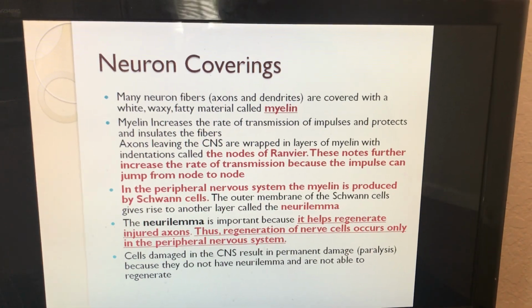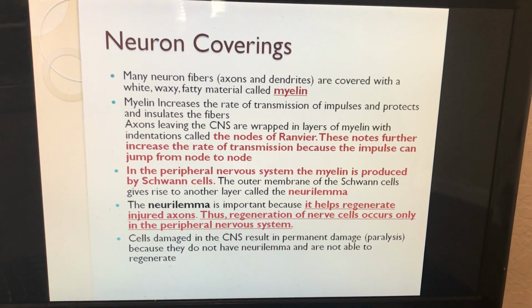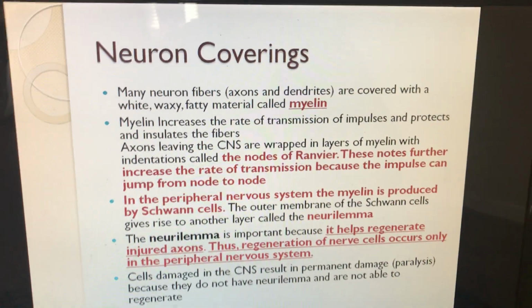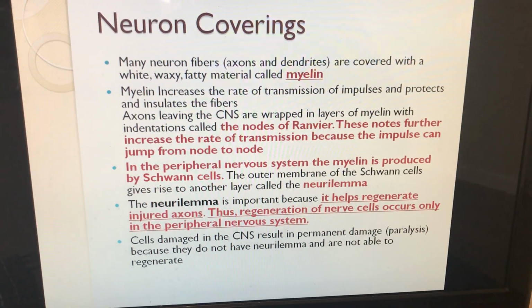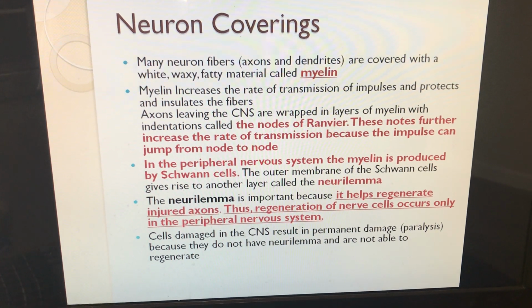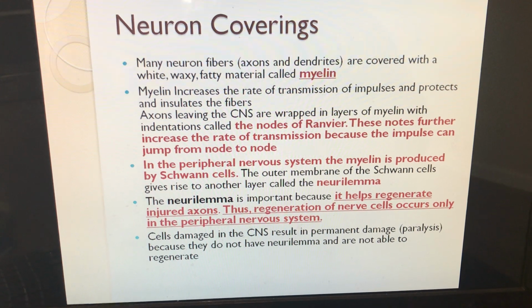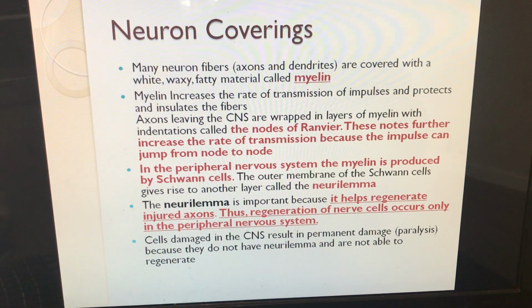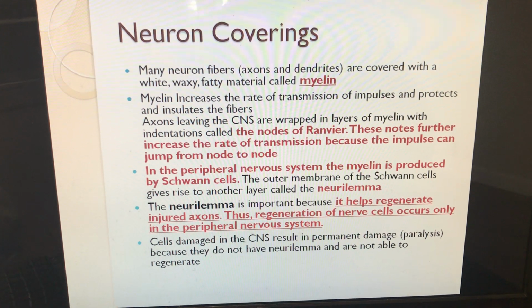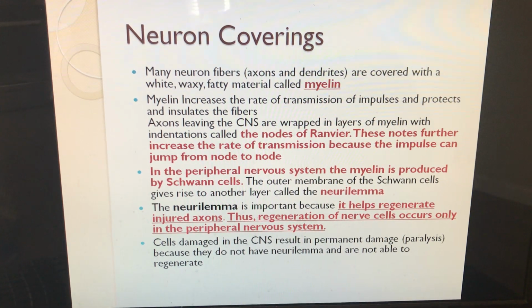So your neuron coverings: many neuron fibers, axons, and dendrites are covered with a white, waxy, fatty material called myelin. The myelin increases the rate of transmission of impulses, and it protects and insulates the fibers. Axons leaving the CNS are wrapped in layers of myelin with indentations called the nodes of Ranvier. And these nodes further increase the rate of transmission because the impulse can jump from node to node.